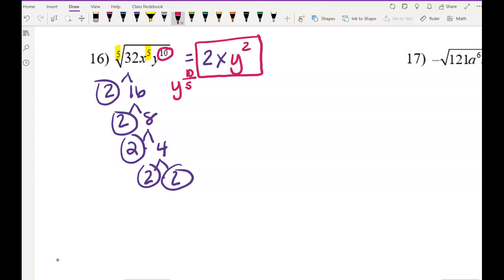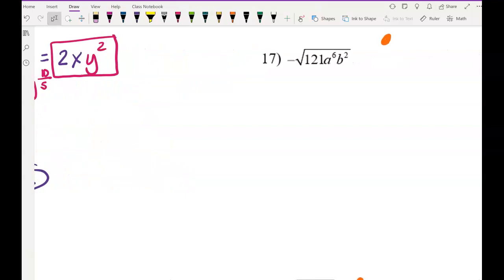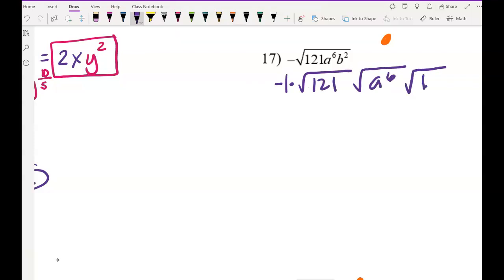So final answer, box it up. We don't need to worry about absolute value because it's an odd index. We talked about 17 having an even index, so we do have to make sure we double check it at the end. So we have a negative in the front, so pretend it's a negative 1 times square root of 121 times square root of a to the 6th. Yes, you can break it up just like this if you want to.